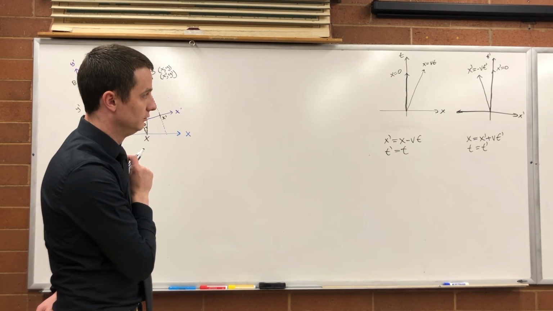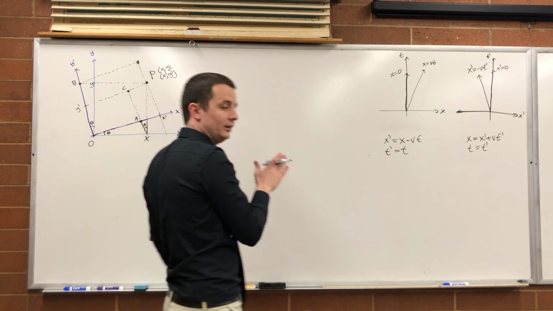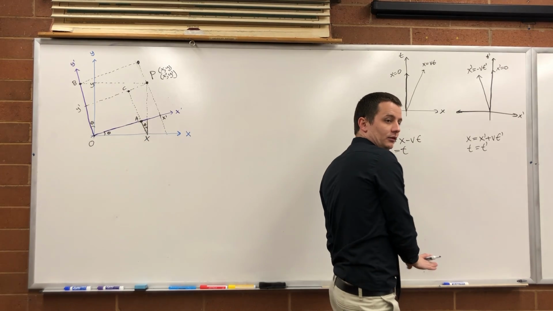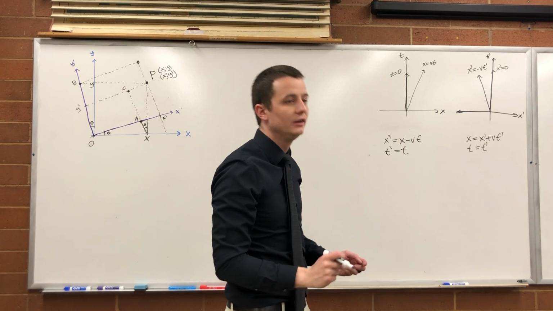So that was Galileo. And we saw that this is a broken worldview. It leads to us seeing different speeds of light. By the laws of physics, we all see the same speed of light. So something was wrong, something had to give.